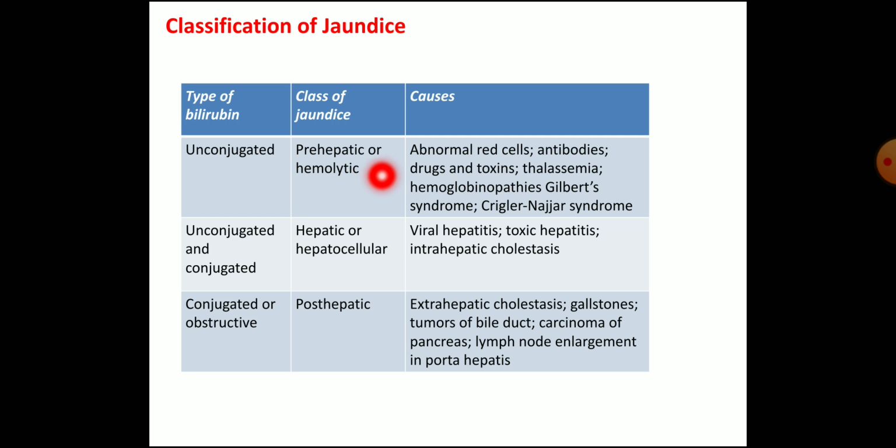So prehepatic jaundice, what is the cause for the prehepatic jaundice? That is before hepatic, before the bilirubin goes to conjugation in the liver, there will be excess formation of bilirubin. You know, bilirubin is the end product or the catabolic product of heme, isn't it? RBC is lysed, hemoglobin is produced, then the globin part is removed, then the heme is catabolized to bilirubin.